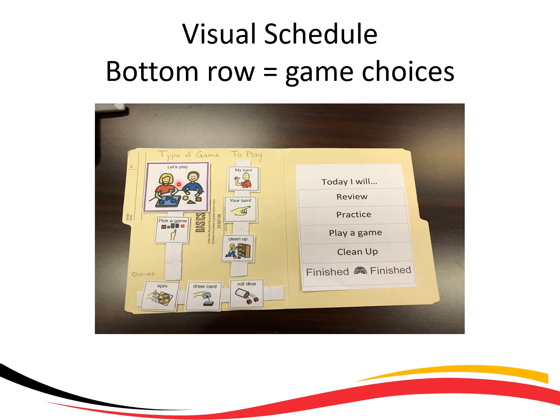Let's play. First, we're going to pick the game: spin, draw, roll dice. Then the student can pick which game they want, and then they can put it here third. So first they pick a game, then they are going to play that game.